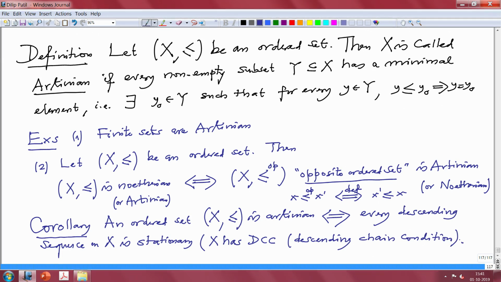We do not have to prove this, it follows immediately from the lemma and the earlier remark, because if I have to check that something is Artinian, I will check the opposite ordered set is Noetherian, but that means in an opposite ordered set a descending sequence will become ascending, and I have to check that that is stationary, but that is precisely the Noetherian what we have proved in the earlier lemma. So, just one remark, the term Artinian comes from Emil Artin.